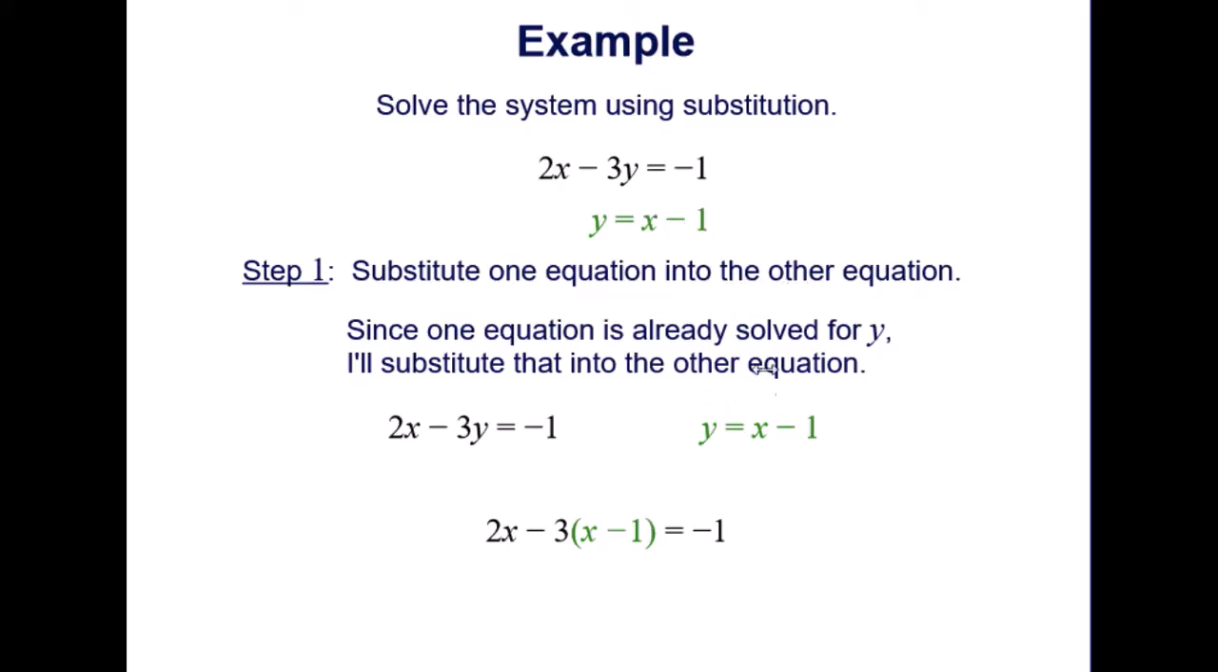Now, since this second equation, y equals x minus 1, is already solved for y, that's what we're going to substitute. We're going to take x minus 1, what y equals, and substitute that into y in the other equation. Think of it like a substitute teacher. The y is now gone, the regular teacher's out, and its substitute x minus 1 is in its place. So our new equation is 2x minus 3 times x minus 1 equals negative 1.